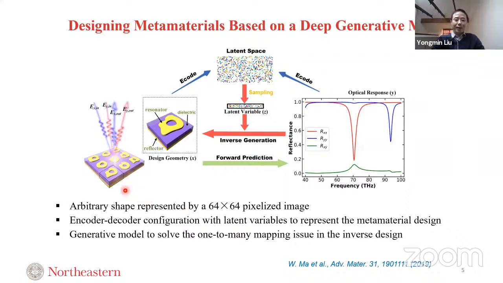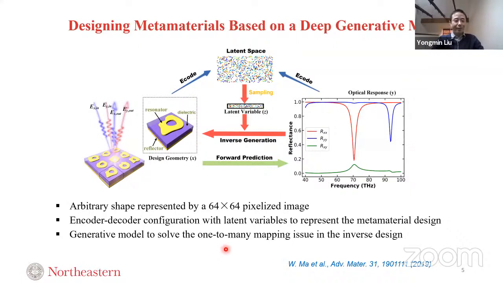To realize the design for arbitrary-shaped geometry, we use a pixelized image, 64 by 64, to represent the metamaterial design. And we use the so-called encoder-decoder configuration to embed the geometry together with the optical response into the so-called latent space. You will see the latent space allows us to get some useful information in the design process. And very importantly, we can solve the so-called one-to-many mapping issue in inverse design. For one given function or response, we could have more than one geometry to satisfy this requirement. Typically, this will cause some convergence issues in the design process.